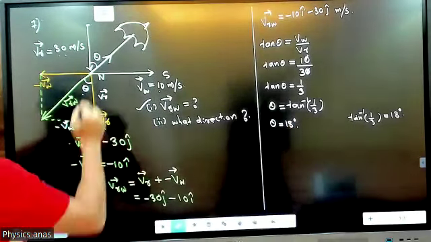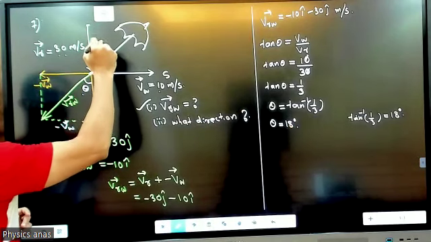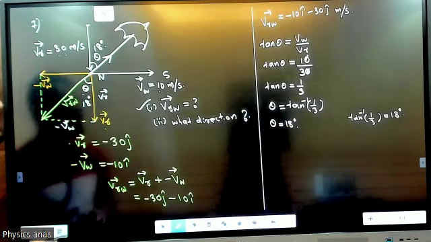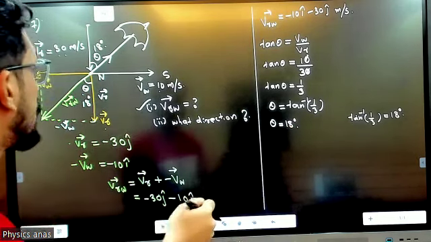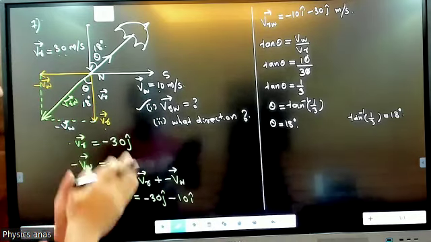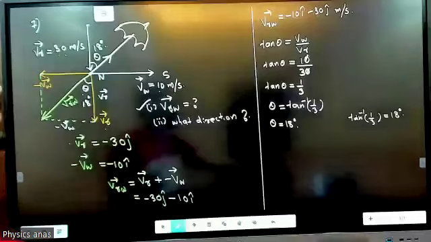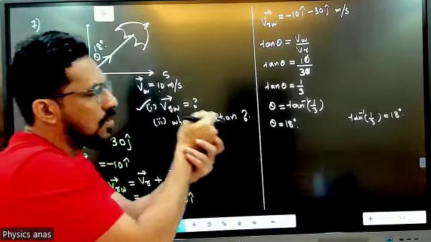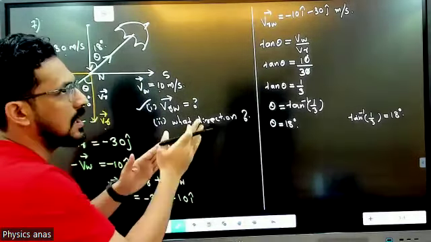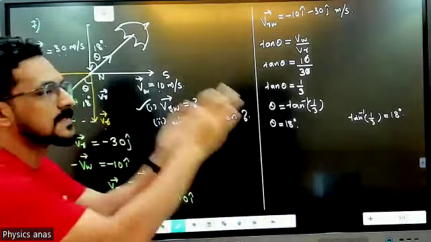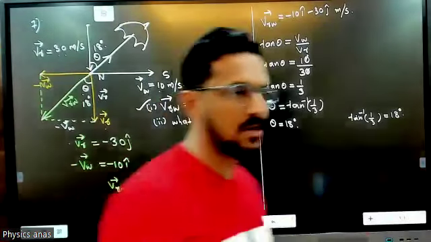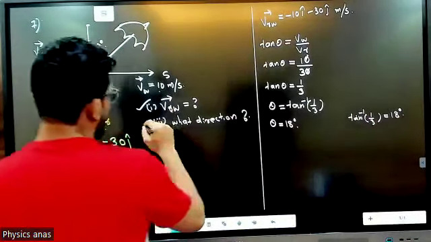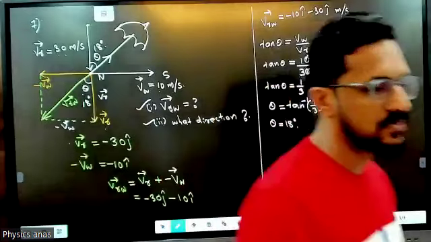If theta is 18 degrees like this, it will be like here also, 18 degrees. So the woman should hold the umbrella at 18 degrees from the vertical towards the south. Did you understand that? That will be the direction to hold the umbrella. This is our question. This is our solution.